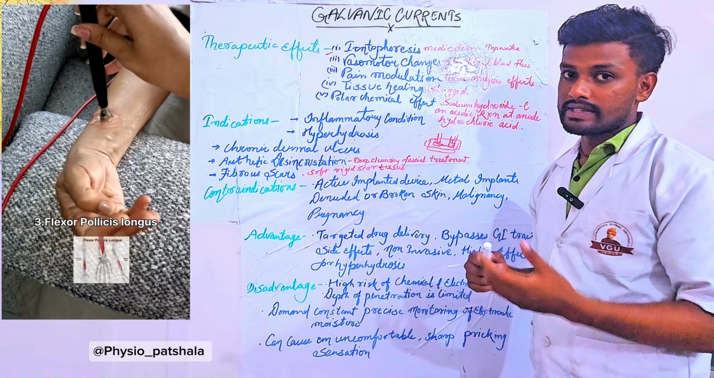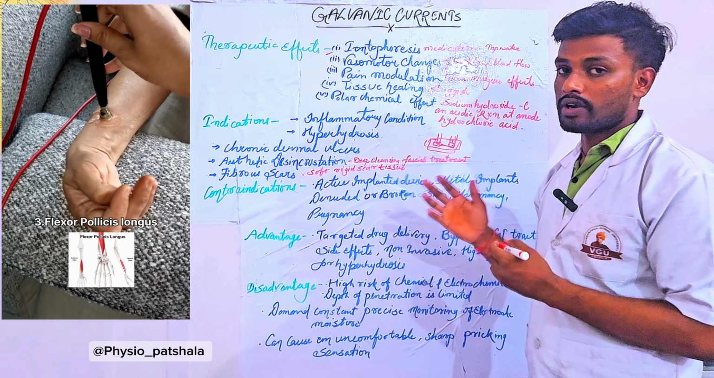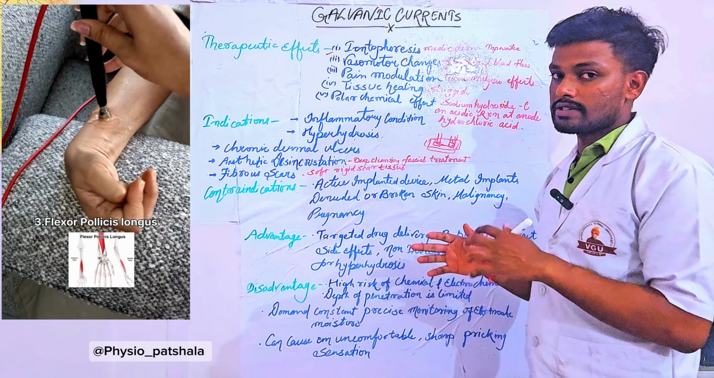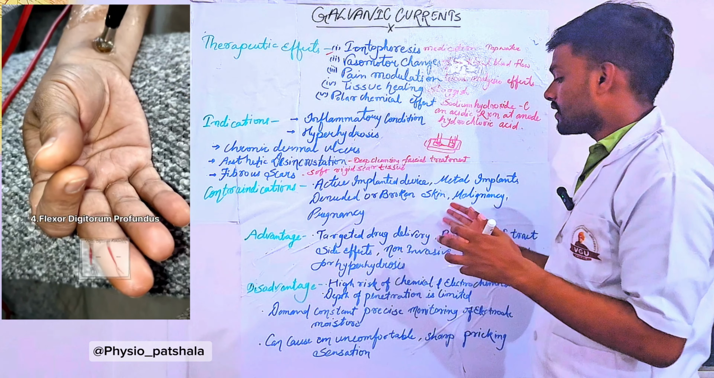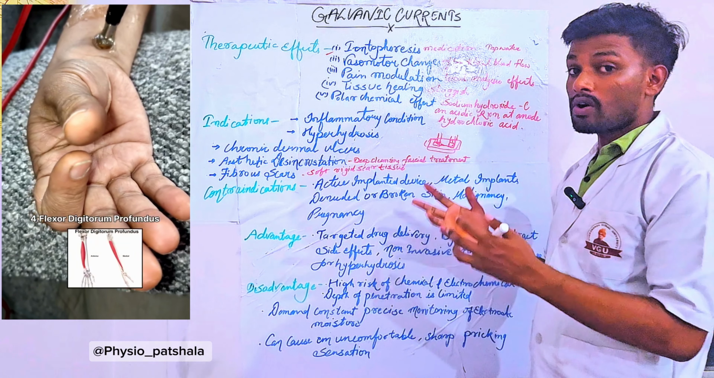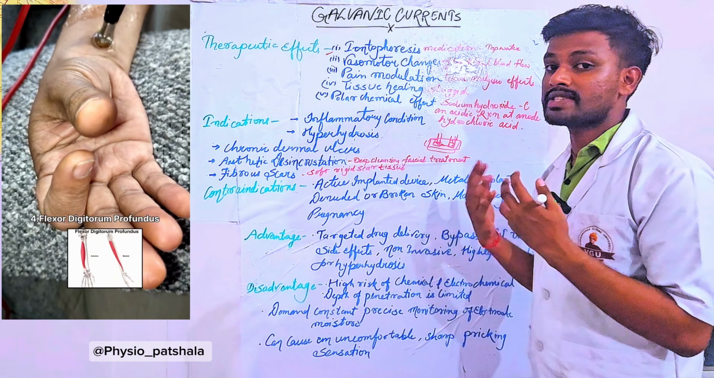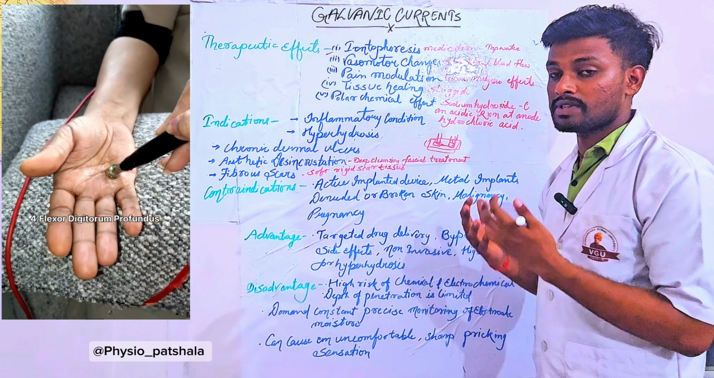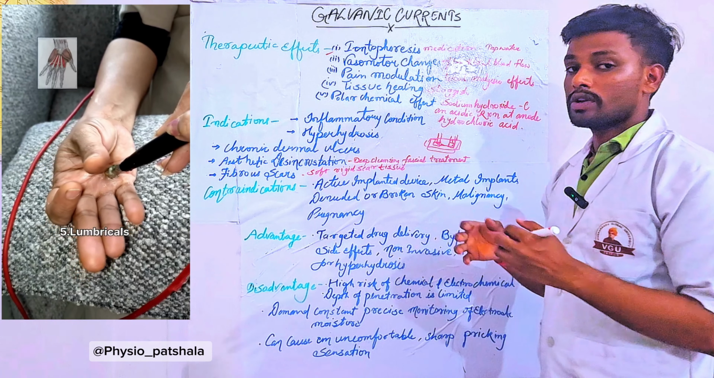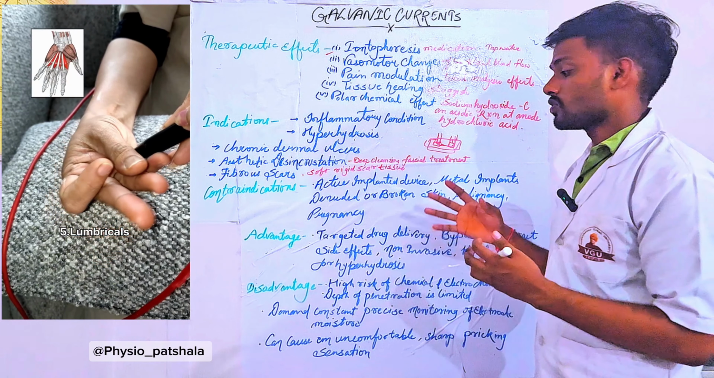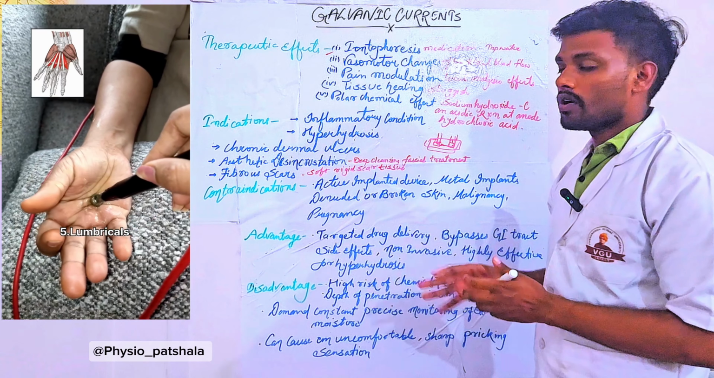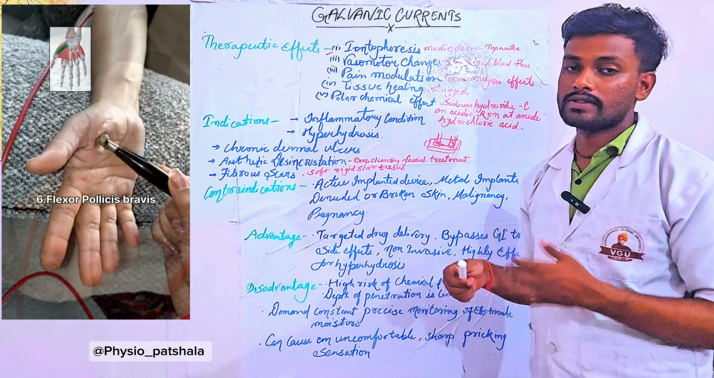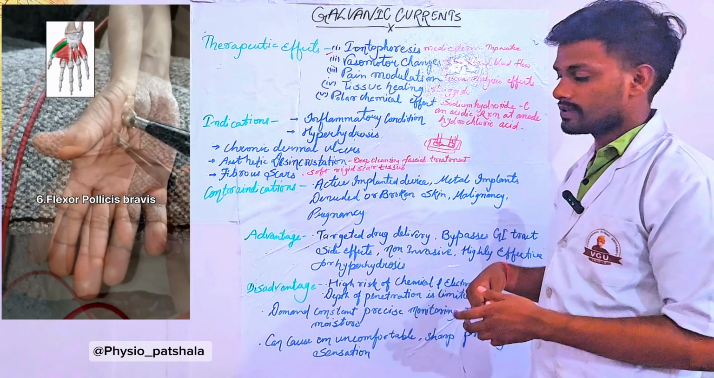Malignancy, which is a cancerous cell developing in our body. At that time inflammation and swelling will be there, but we are not using the galvanic current because it may facilitate cancer cells or carcinoma cells, which form a tumor, to increase in number quickly. So galvanic current in malignancy is contraindicated. Also pregnancy, because there is a chance of increased burns, so it is contraindicated in pregnancy.